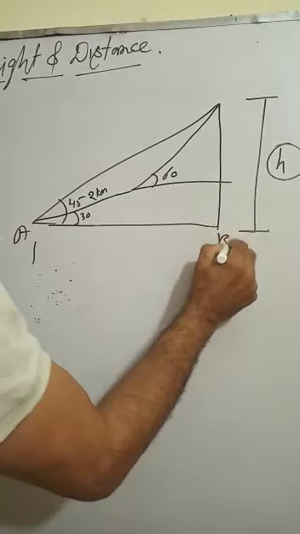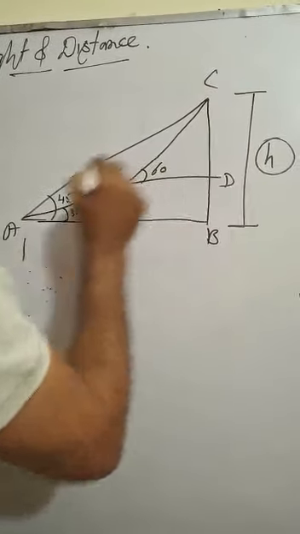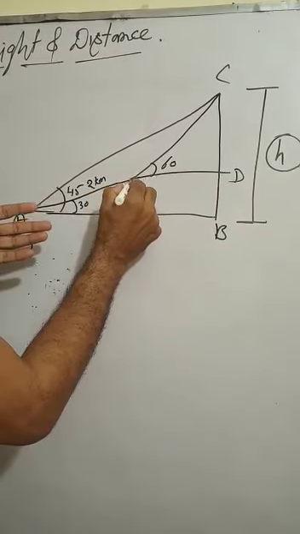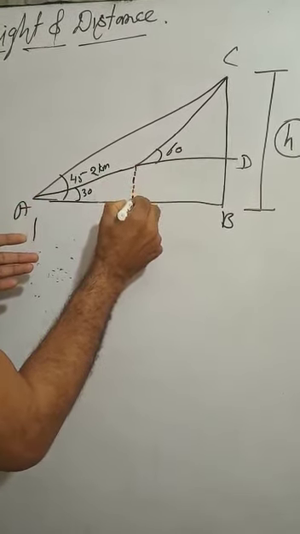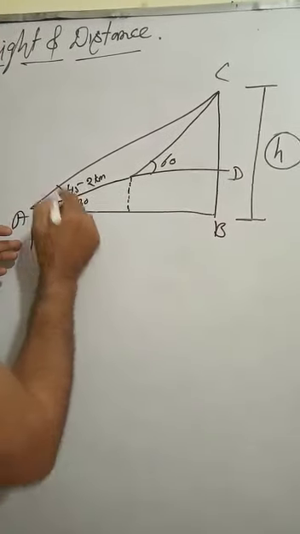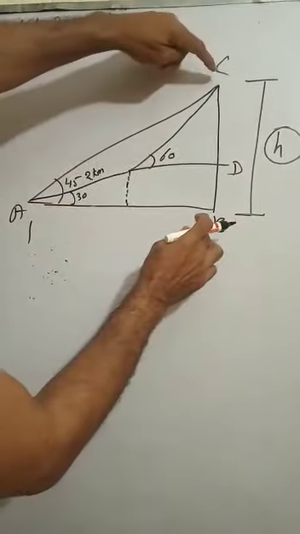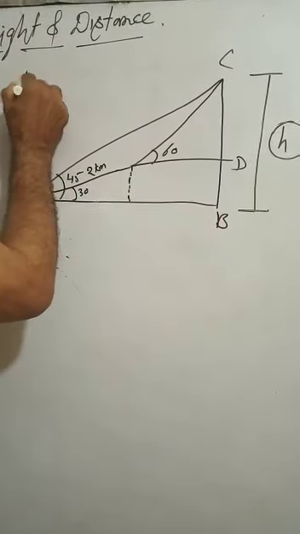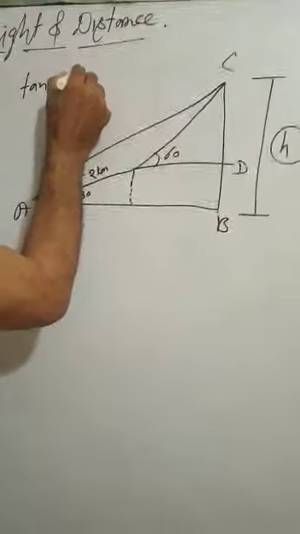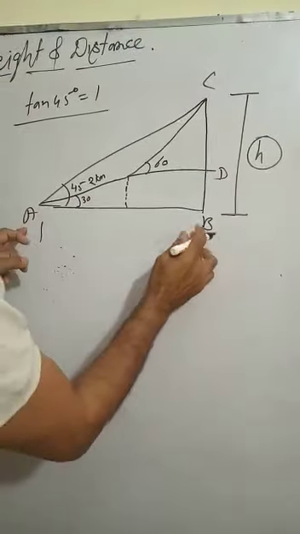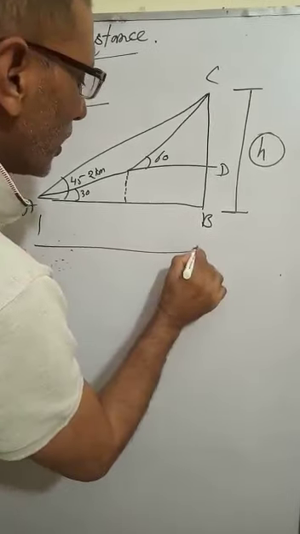A, B, C, D. Now draw a perpendicular from this point, and this angle is equal to 45 degrees. It means this distance is equal to this distance, because tan 45 degrees is equal to 1. So we say that AB is also equal to h.